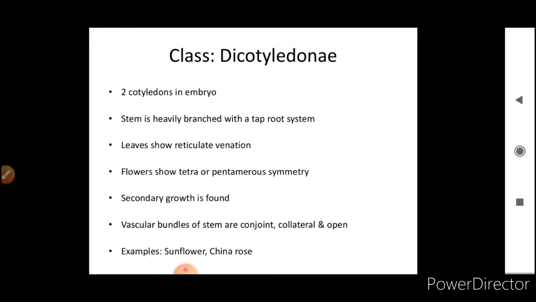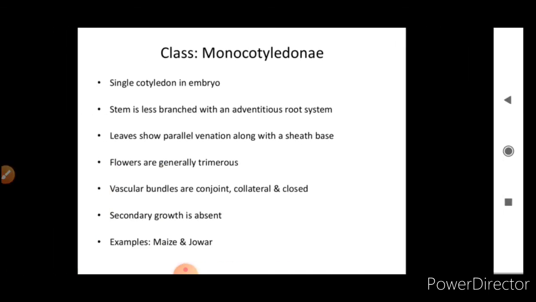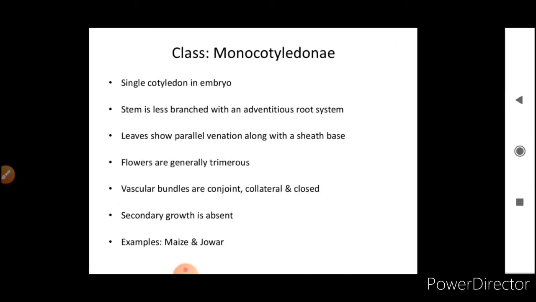Examples are sunflower and China rose. When we talk about monocots, they will have a single cotyledon. Cotyledon means the seed leaf, so they only have a single cotyledon in the embryo. Stem is less branched and there will be the presence of adventitious root system. Leaves show parallel venation along with the sheath base. Flowers will be generally trimerous. Every whorl will be in a multiple of 3. Vascular bundles are conjoint, collateral and closed. Secondary growth is absent and examples are maize and jowar.